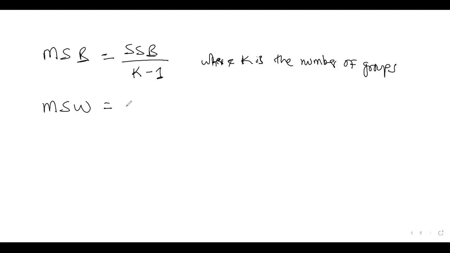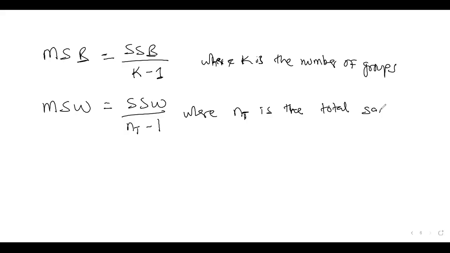And then the mean squared within is the sum of squared within divided by the degree of freedom of nt minus 1, where nt is the total sample size. So let's bear these things in mind. So now let's move on.